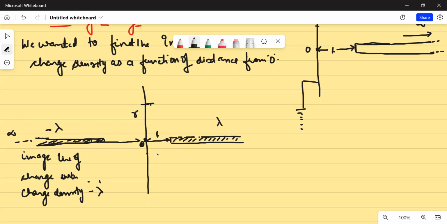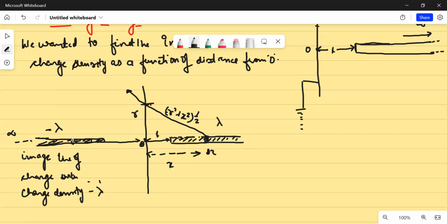So at a distance x, let us take a small differential element dx. Now, because of this dx, there would be some electric field at this point. So what would be the electric field? So this is your x, this is your r, and this distance is (r square plus x square) raised to power 1 by 2. If I place a unit charge here, it will push it here.